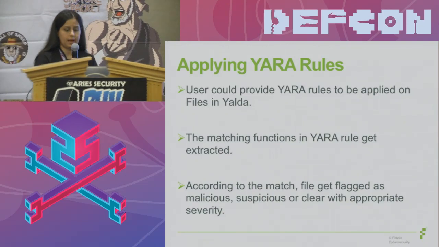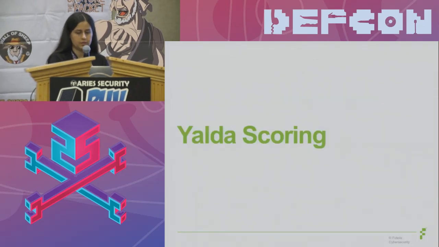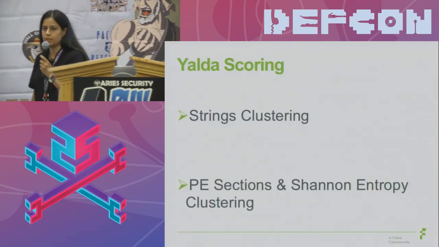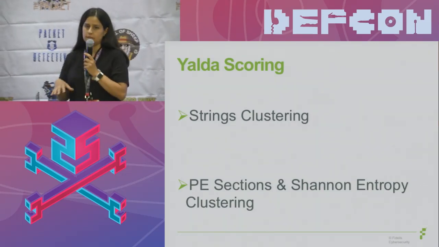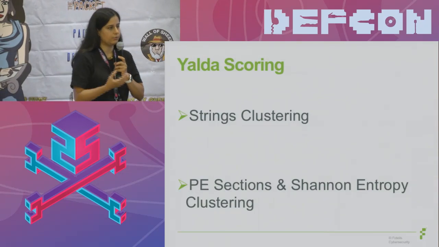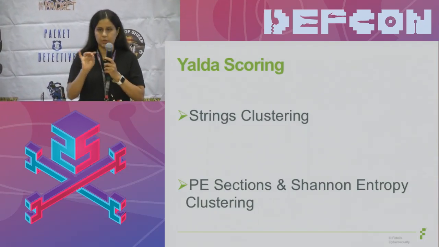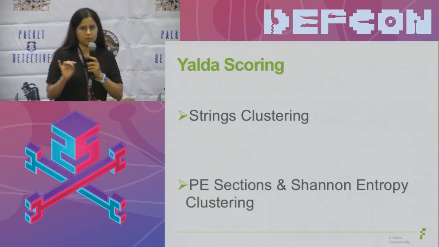According to the match and the number of similar functions, it's going to get flagged as malicious, suspicious, or clear with appropriate severity. Yalda scoring is actually the brain in Yalda, because with everything I told you so far, you should know that there is a malicious file or a malicious campaign, and then you have to write the decoder. So these are known. It's not like something new gets detected. But this method is somehow based on similarities.